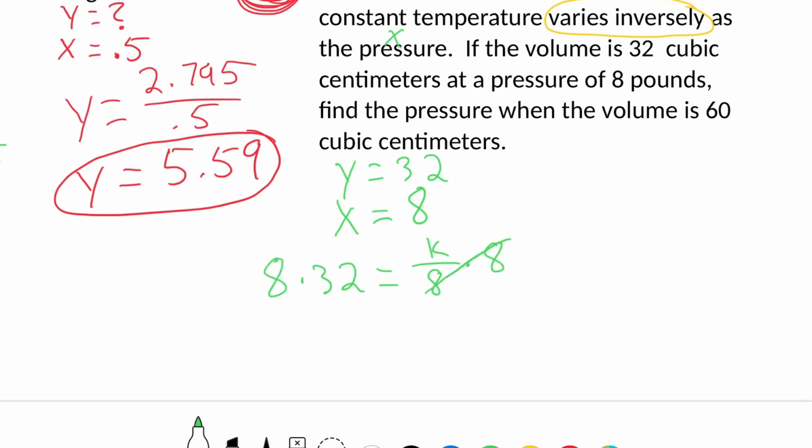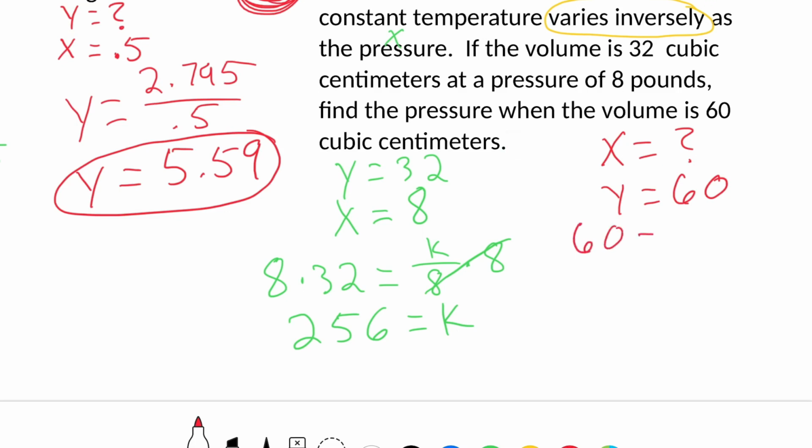multiply by 8 to get k by itself, and we get 256 equals k. Then we look for the last part of that problem, find the pressure, so that pressure was x, when the volume, or the y, is 60. So y we know, k we know, and x we do not. So we've got to get x by itself.